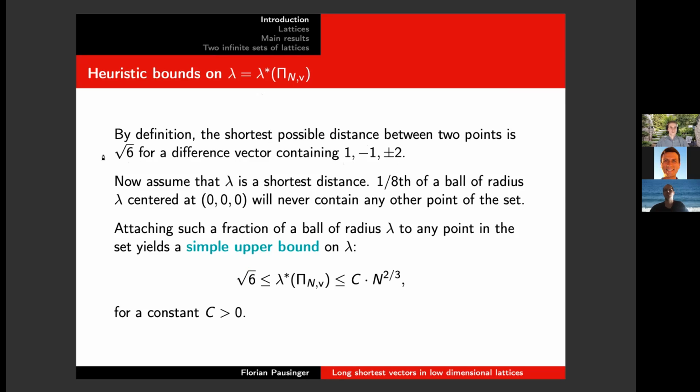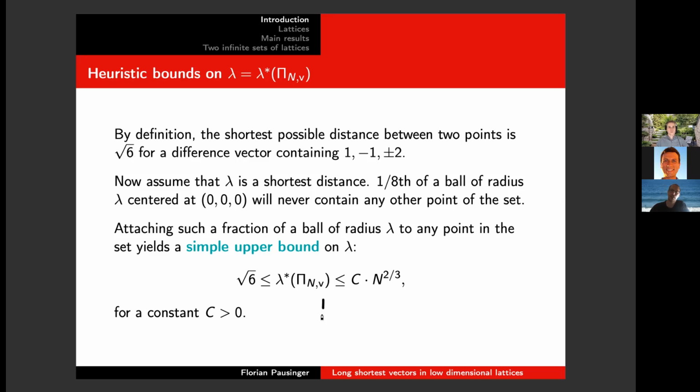So the length of this vector is square root 6. So the shortest distance between points can actually be a constant that is independent of n. But what about the other end of the spectrum? So what is an upper bound?